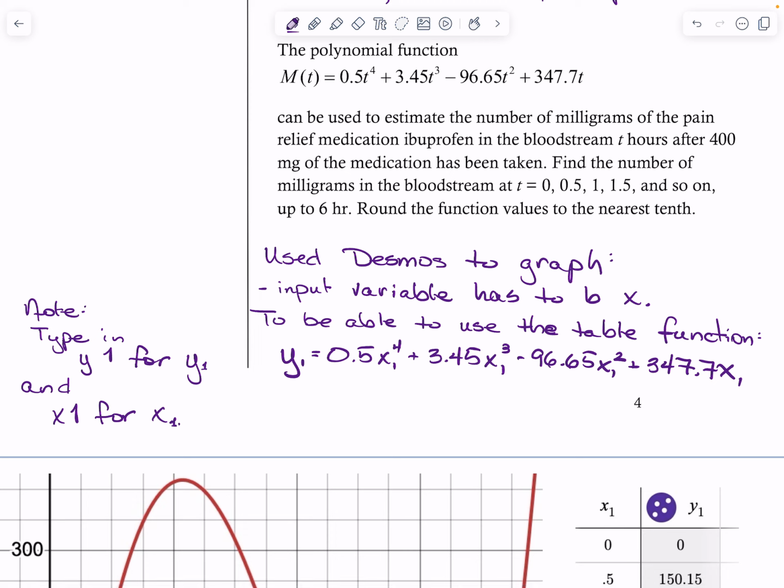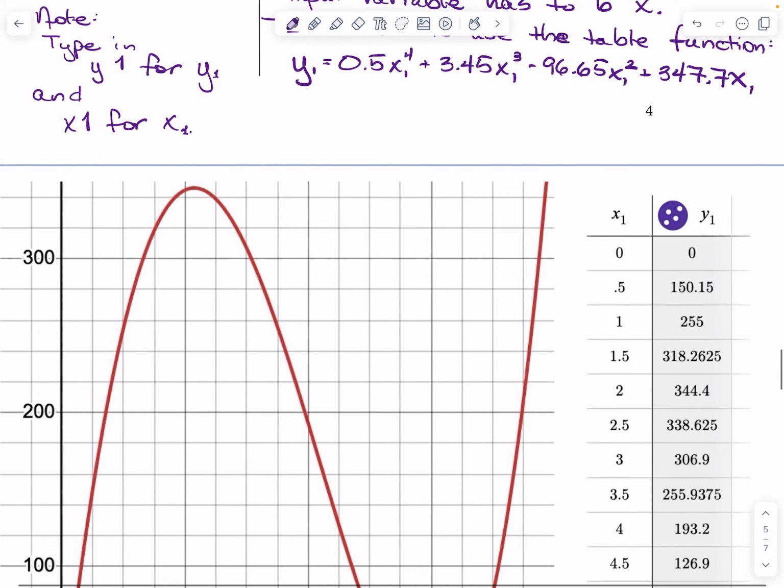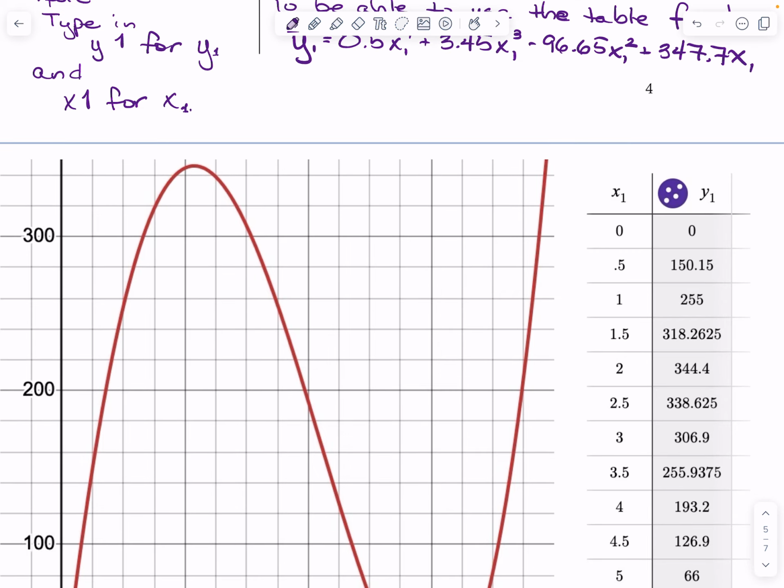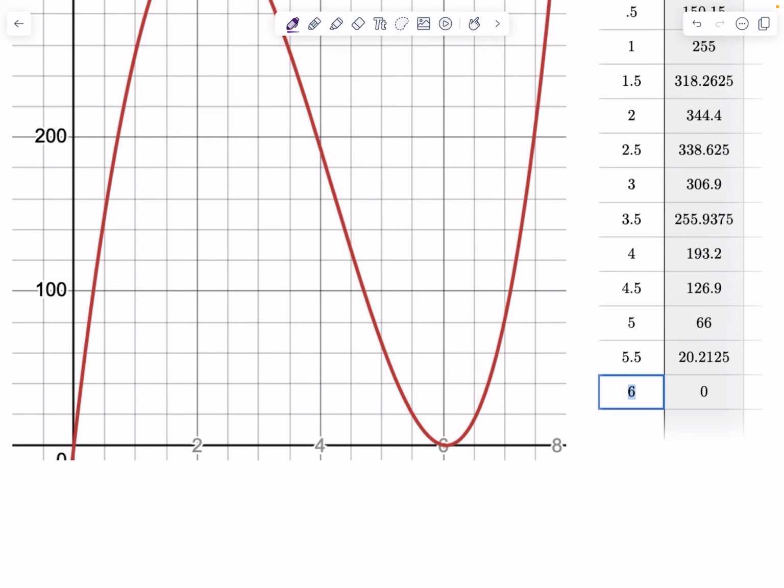We are using this quartic, fourth degree polynomial function to estimate the number of milligrams of pain relief medicine, ibuprofen, in the bloodstream t hours after you take 400 milligrams of the medication. We want to figure out what that is at time 0, 0.5, 1, 1.5, and so on. So you'll notice it peaks and then drops.